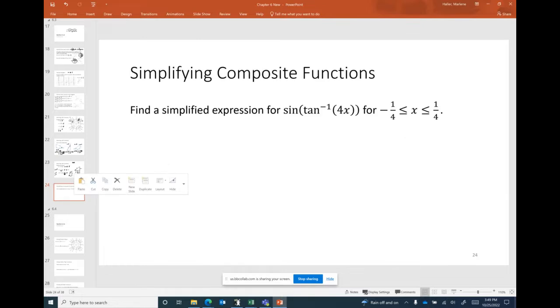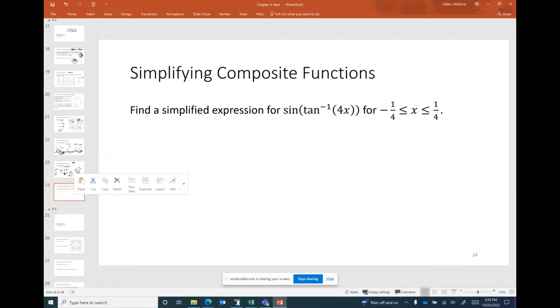Say we have a composite trig function and we need to simplify it. Look at this one here. I can't solve this, because I've got a variable there. I don't know what it's equal to. So I just want to find a simplified expression for the sine of the inverse tangent of 4x. And it's giving me a little restriction on x: -1/4 is less than or equal to x is less than or equal to 1/4.